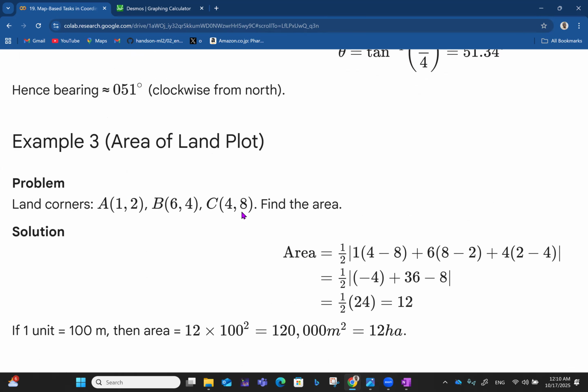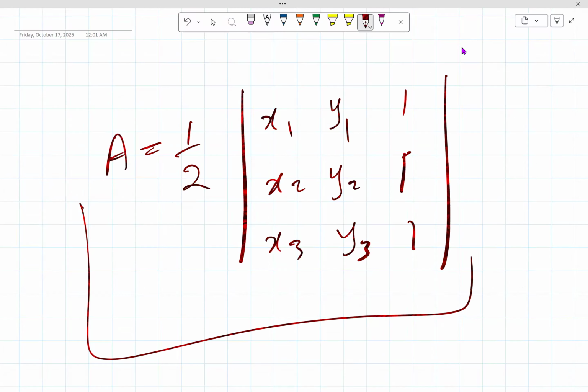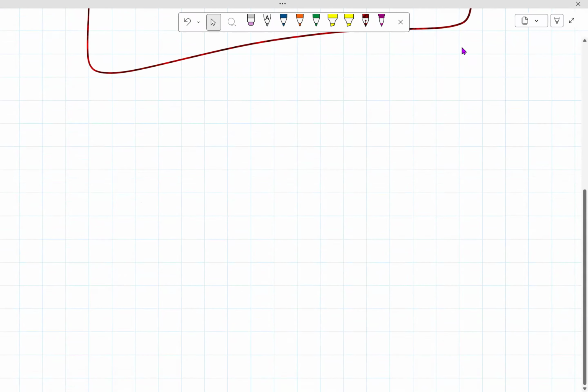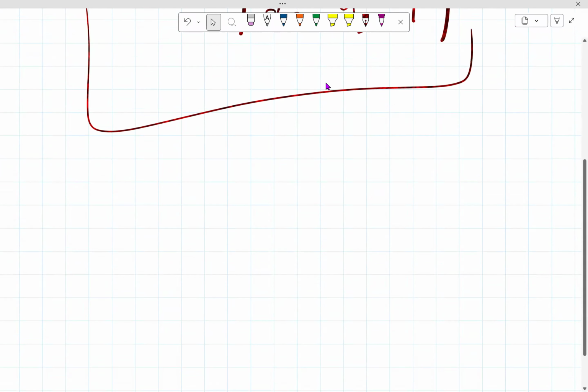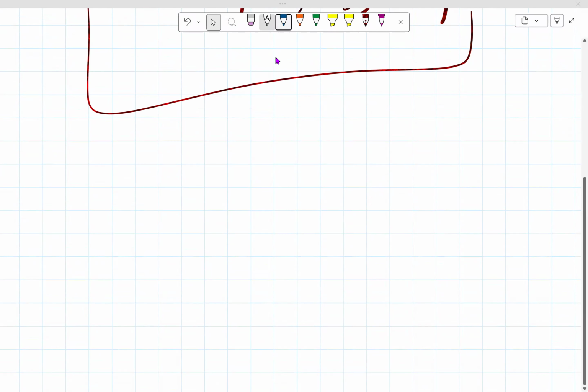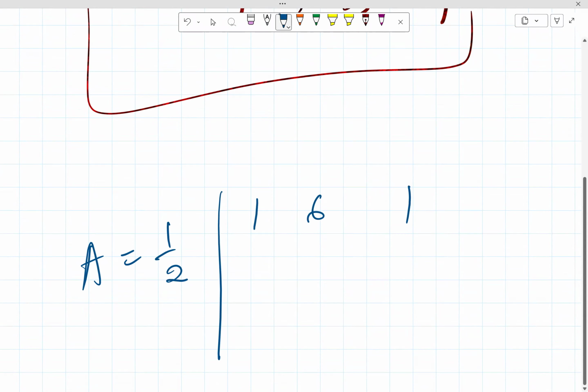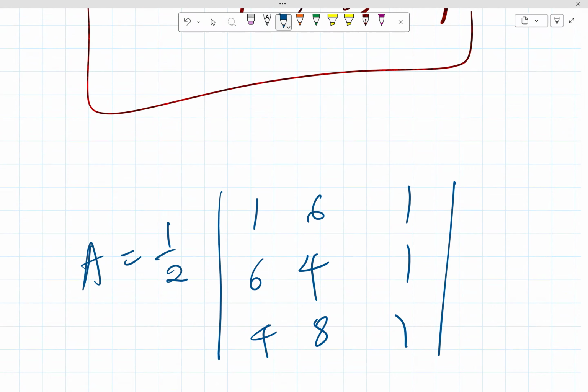I think we've done this before actually, but let me just go through it, since we're already talking about it. The area is 1 over 2 times the determinant with rows (1, 2, 1), (6, 4, 1), (4, 8, 1). So this is x1, y1, x2, y2, x3, y3, like that.